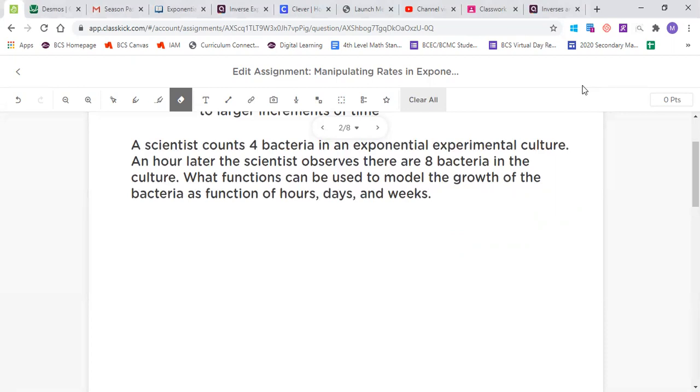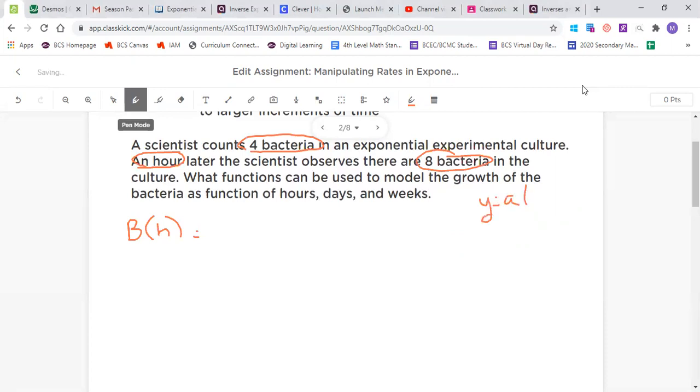So I'm going to start with the function in terms of hours. Let's find the bacteria in terms of hours. The reason why I'm doing that is because it says we had 4 bacteria, and an hour later, we had 8 bacteria. So when we think of an exponential equation, we think of the equation y equals a b to the x, where a is the initial, b is the rate or the multiplier, and x is that exponent.